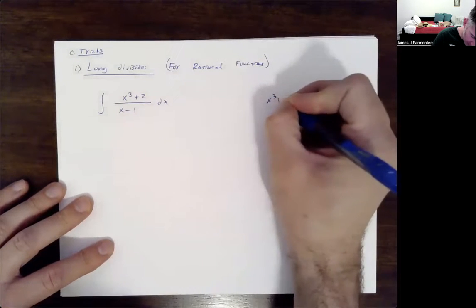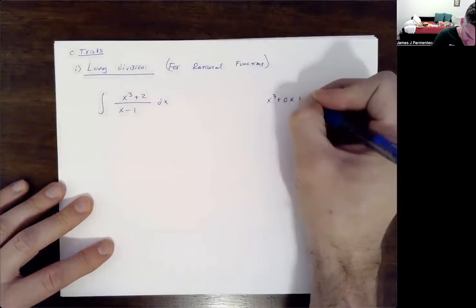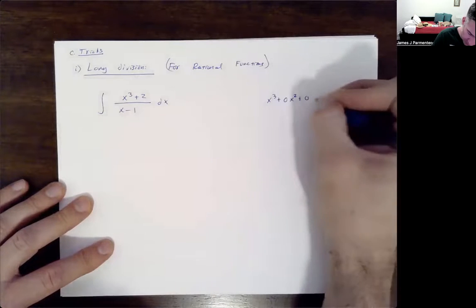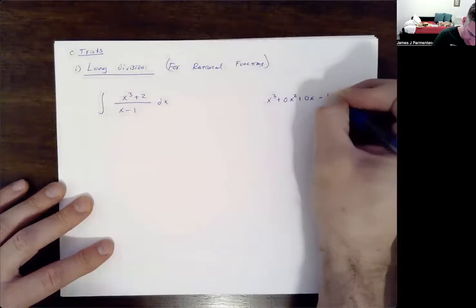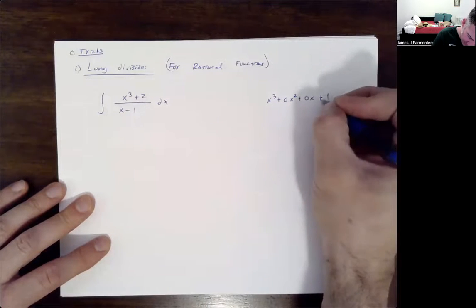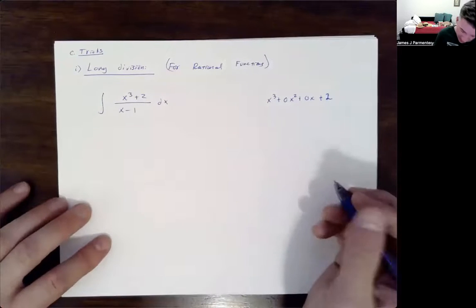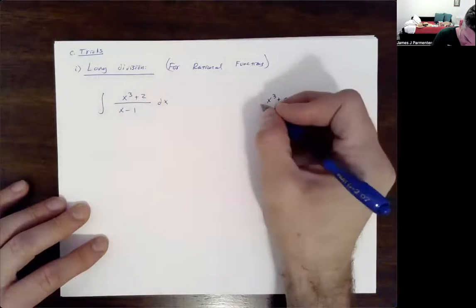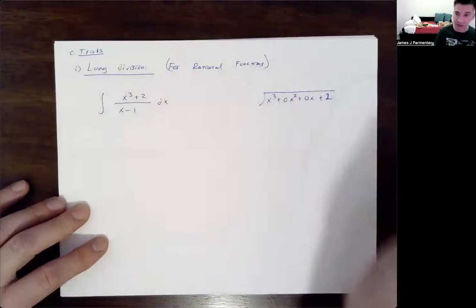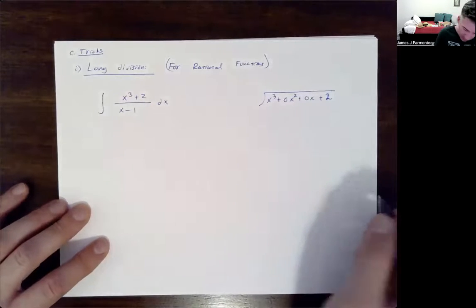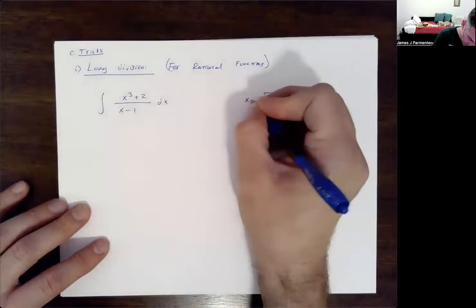x cubed plus 0x squared plus 0x minus 1, right? That's plus 2. Apologies. Just edit it out. Not really. I'm not good at editing. So there's my dividend, the thing that's being divided into. And then x minus 1 is my divisor.